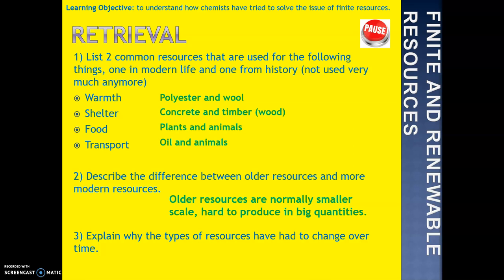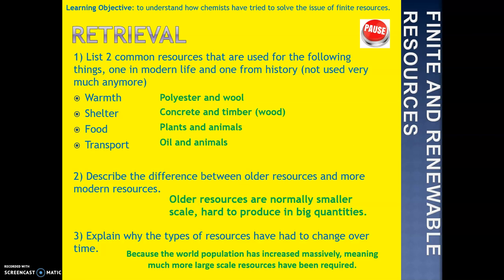And question 3, explain why the types of resources have had to change over time. To put it simply, because of the dramatic exponential increase in the human population, this has had an impact massively, meaning much more large-scale resources have been required for warmth, shelter, food and transport for an ever-increasing population. An ever-increasing population means an ever-increasing demand, so the production of resources must increase dramatically as well. So give yourself a mark for those there.